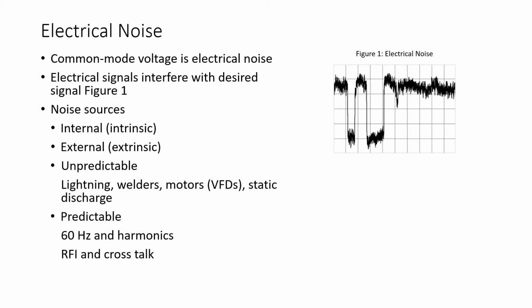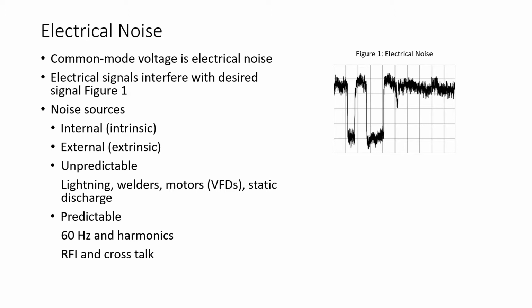Now, these noise sources can either be internal to the circuitry, we call this intrinsic noise, or external to the circuit, we call this extrinsic noise. And these noise sources can be unpredictable. Examples of these are lightning, welders, motors, and included with motors are variable frequency drives and static discharge. And noise sources can also be predictable, such as 60 hertz and harmonics of 60 hertz.